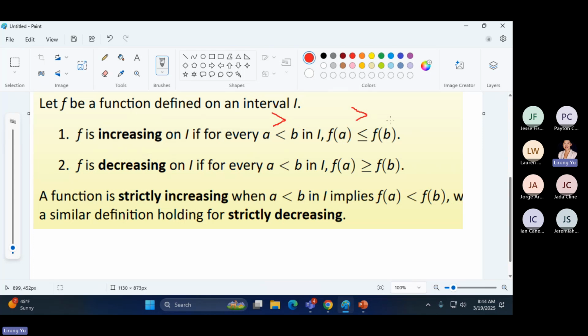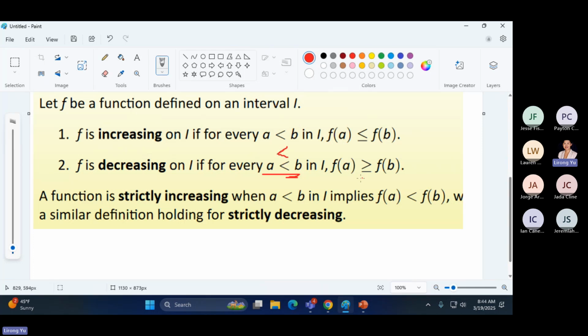Different books may define them the same way or a different way, but the fundamental idea is that they all have to turn in the same direction. The inequality for the x value and the inequality for the y value are all turning in the same way, and that's increasing.